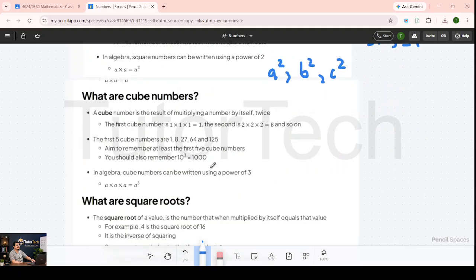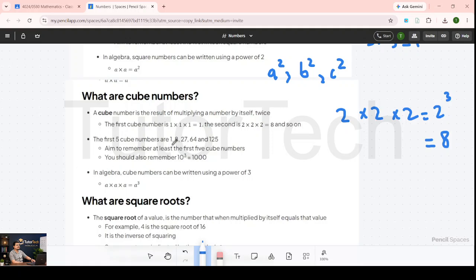And after that, we have the cube numbers. Cube numbers are also very simple. A cube number is the result of multiplying the number by itself twice. We need to do it twice. Like in this very simple example, 2 times 2 times 2. So we can write this as 2 to the power 3, which equals 8. So the first 5 cube numbers are given in this case.